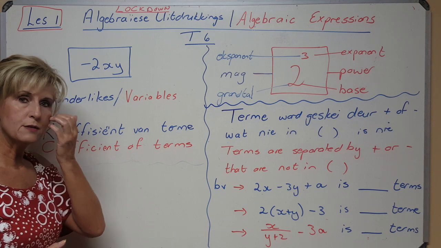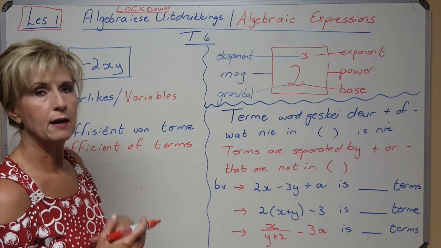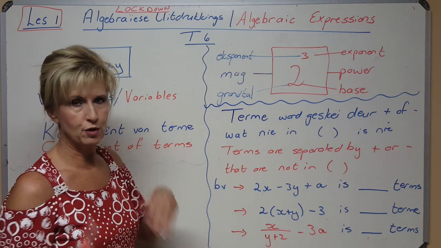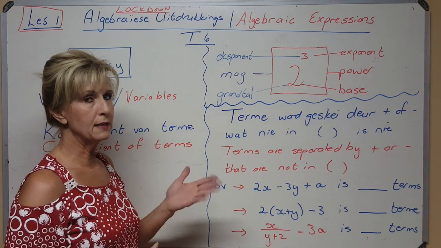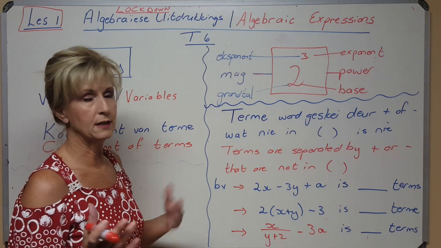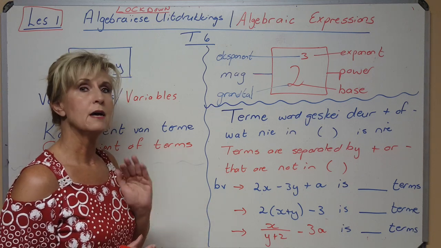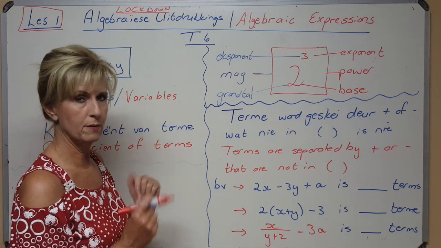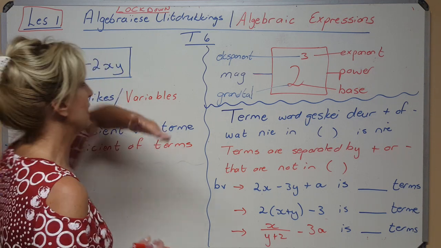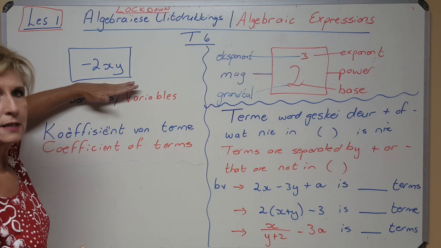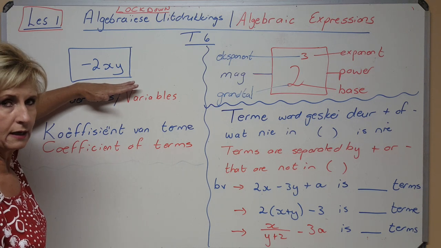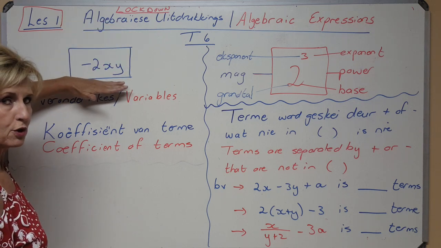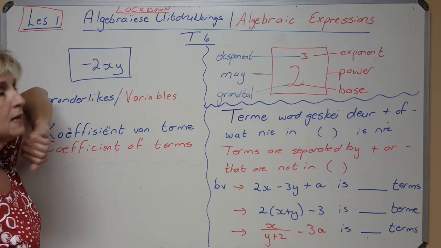In algebraic expressions, we are now starting to use the alphabet. A, B, C, D, E, F, up to X, Y, Z. Die alfabetletters X, Y, Z, A, B, D, G, H, P, wat ook al, is deel nou van algebra. Ons gaan nou regtig begin in wiskunde doen algebra. So ons gaan in terme begin kyk na ietsie met 'n X en 'n Y en 'n A en 'n B in.